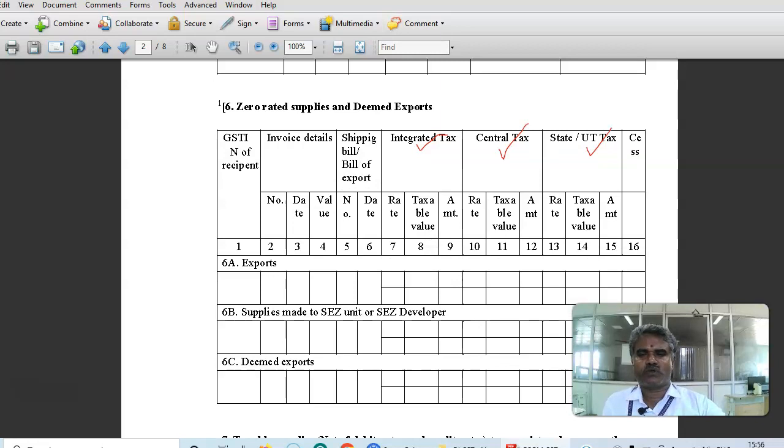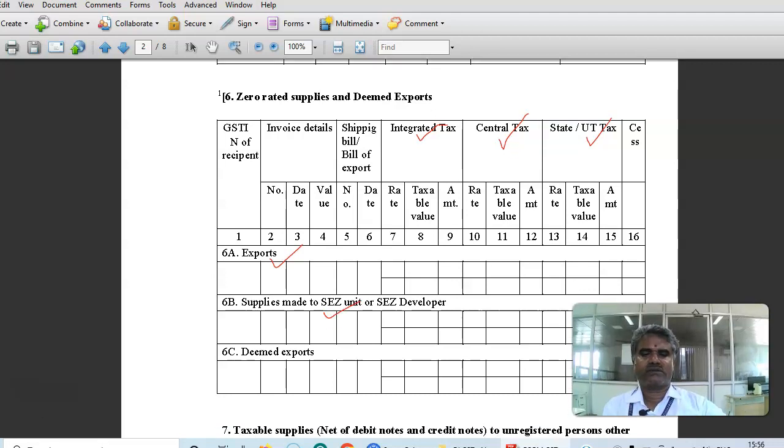And do you have any export? You have to give details about the export here. The supplies made to a special economic zone or special economic zone developer. If you have any sales or transactions with them, they are also mentioned here. Deemed exports. Do you have any deemed exports? This is also mentioned here.